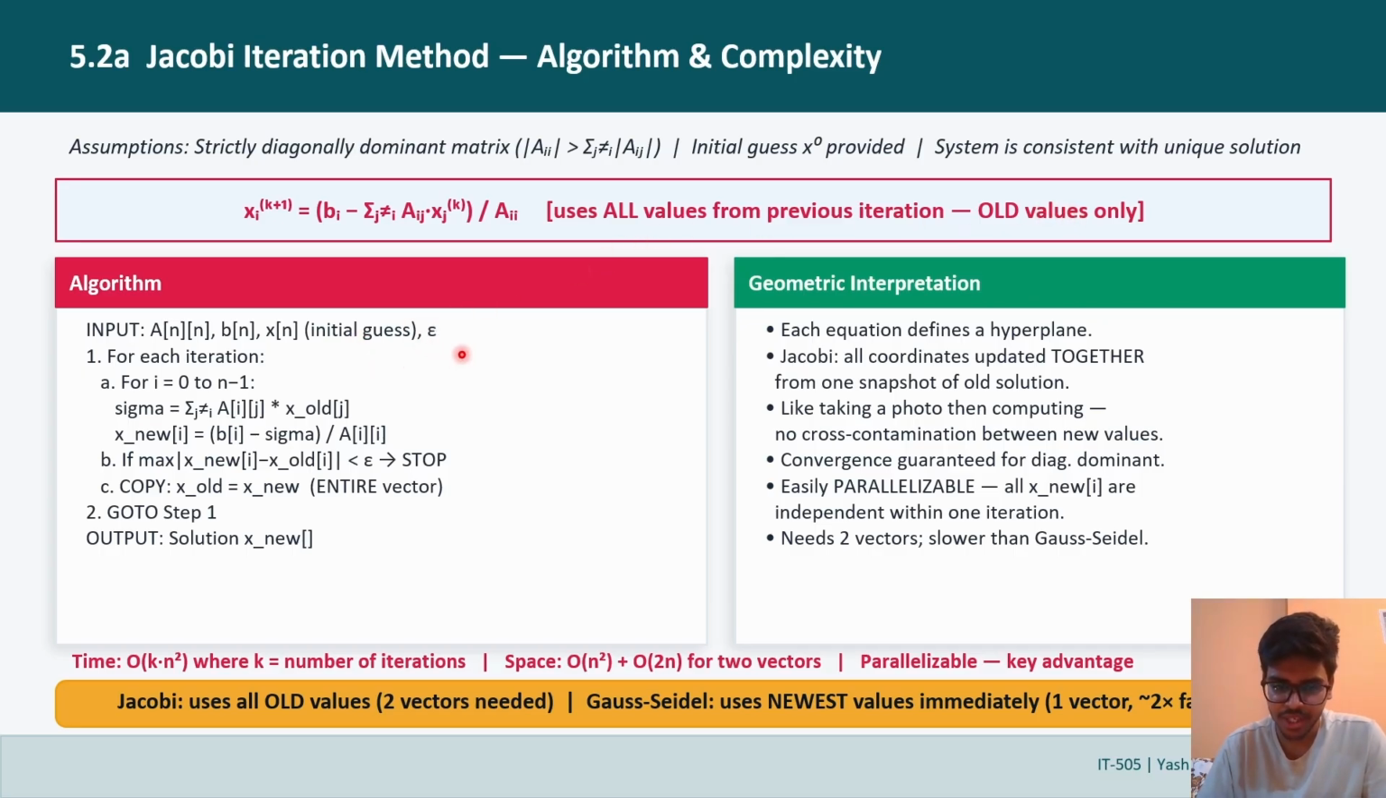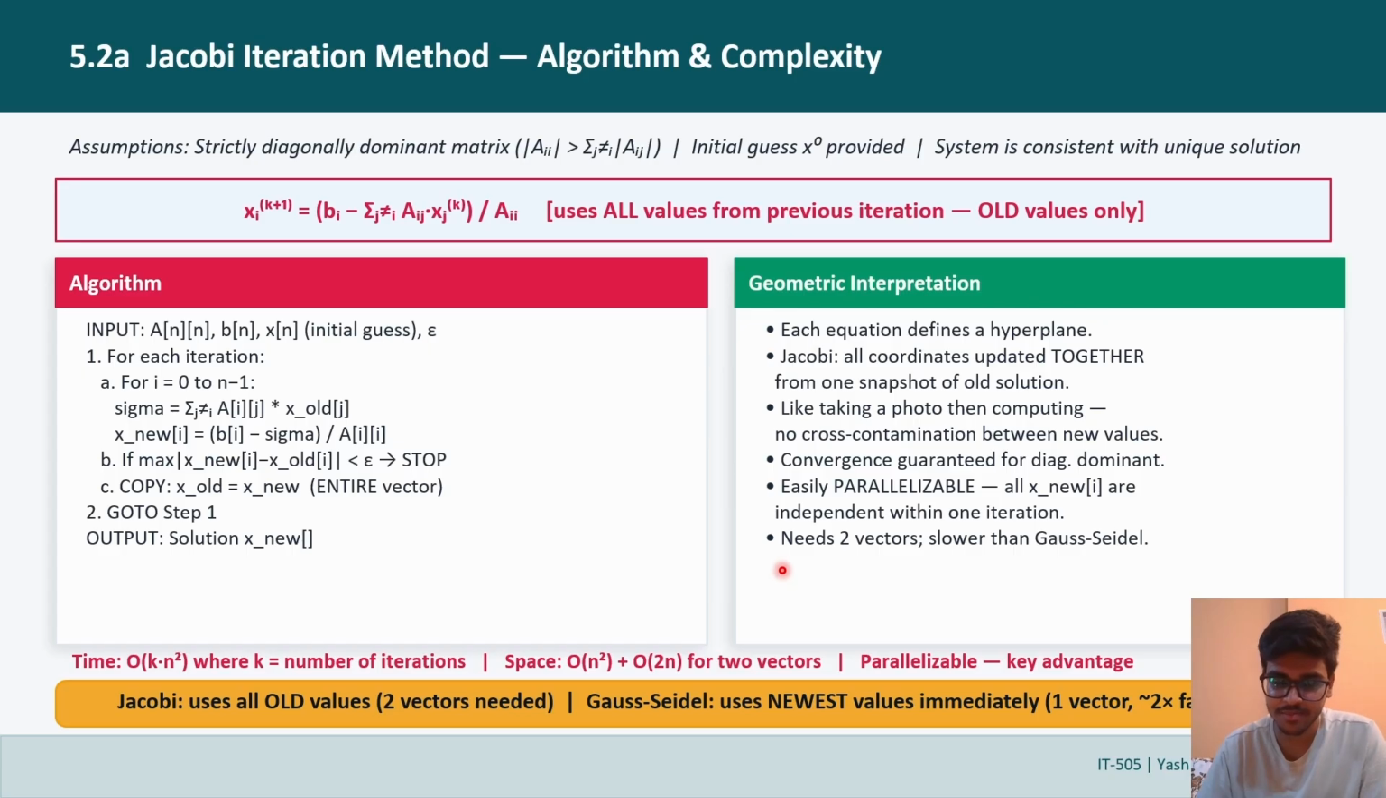The algorithm: we need two vectors, x old and x new. In each iteration, for each row i, compute sigma as the sum of a_ij times x old j for all j not equal to i. Then x new i equals b_i minus sigma, divided by a_ii. After computing all x new values, check convergence. If the maximum absolute difference between x new and x old is less than epsilon, stop. Otherwise, copy x new into x old and repeat.